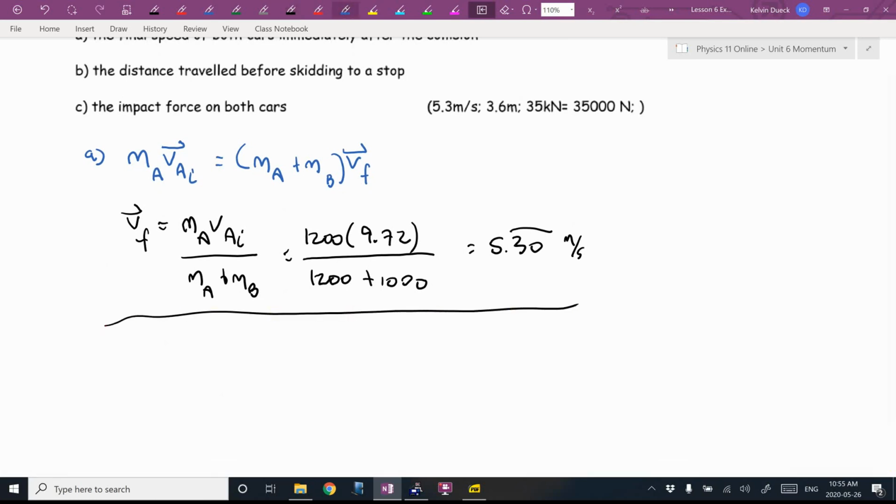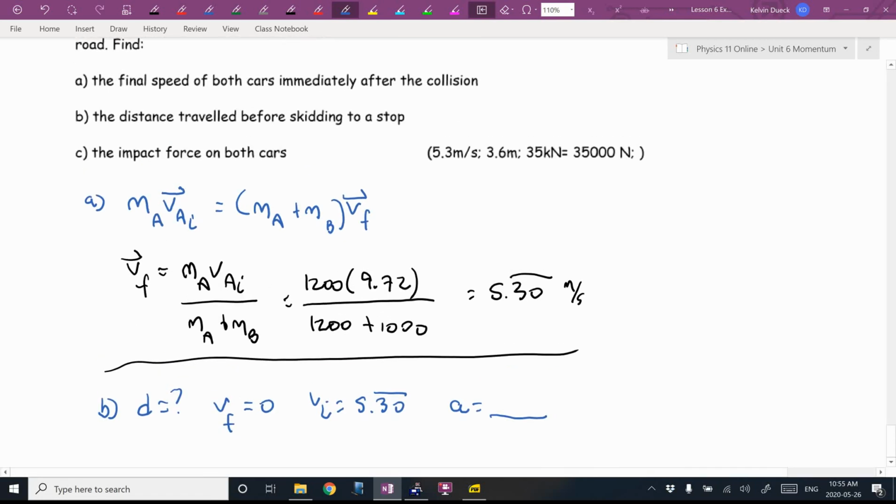Okay. Well, since they want me to find a distance, I'm going to go D equals question mark. Skidding to a stop, V final is 0. V initial is 5.30, repeating my answer from A. If I could find the acceleration, I'm good to go. The time they gave me in the question doesn't help me because that's the time of impact. That's not the time it took to come to a stop.